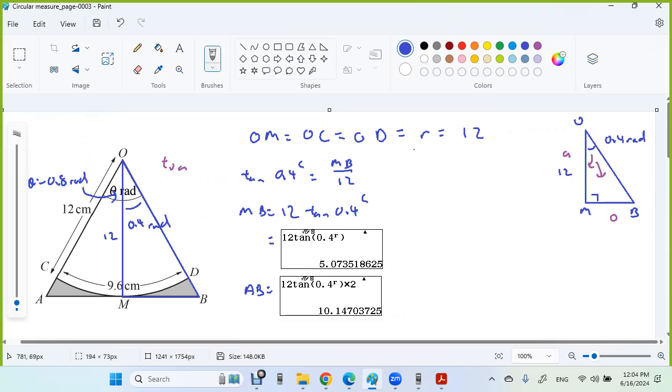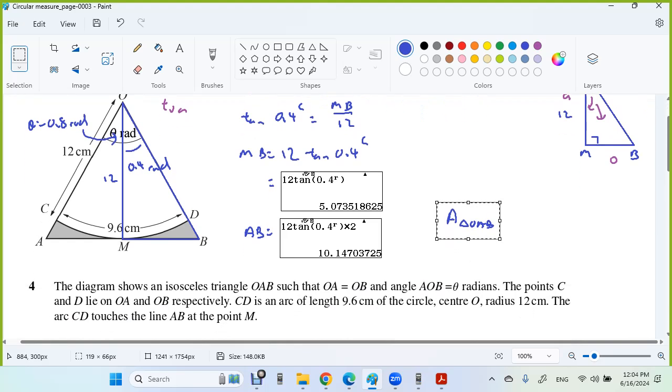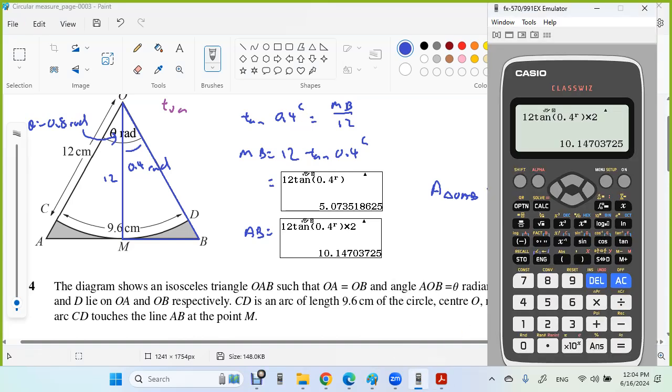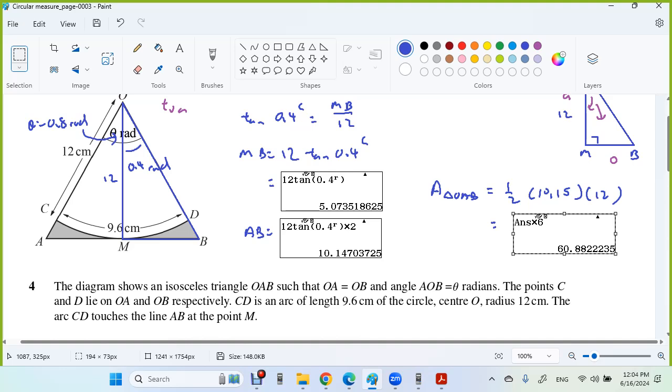So the area of triangle OAB will be half times the base times the height: half of the base, 10.15, times 12. This is 12 here. So this one times 6, then 60.88.